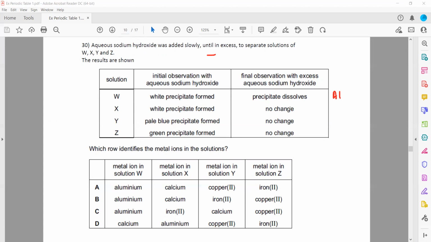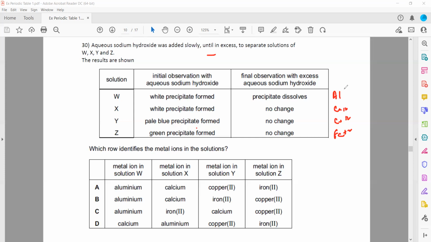For X, white precipitate, but there is no visible change. So because with sodium hydroxide, white precipitate, and with excess sodium hydroxide, the precipitate does not dissolve, so it can be calcium. A pale blue precipitate, no change, so it can be copper too. And a green precipitate, no change, so it will be iron too.